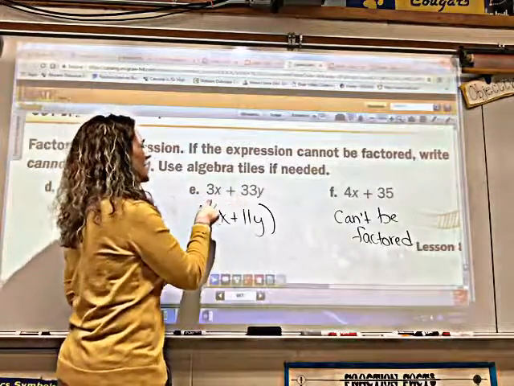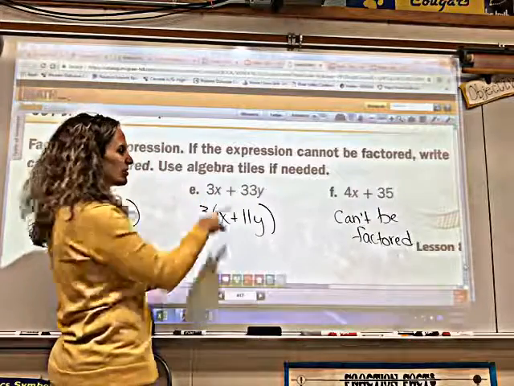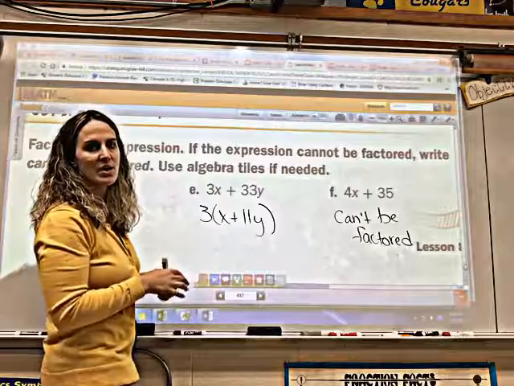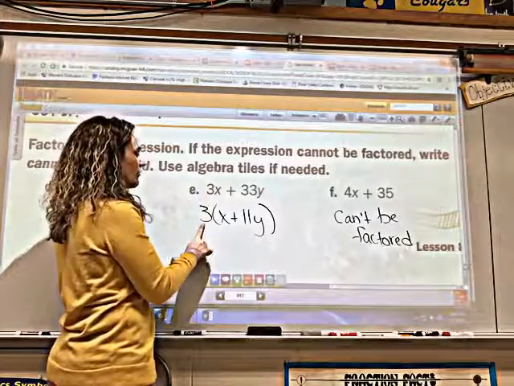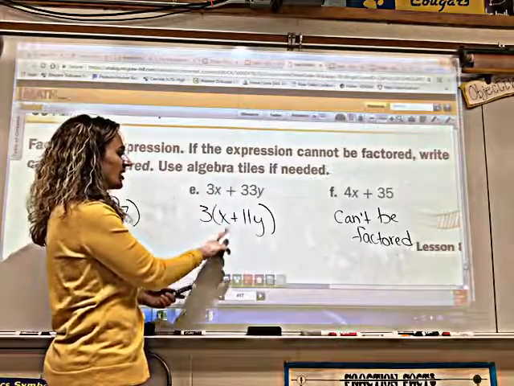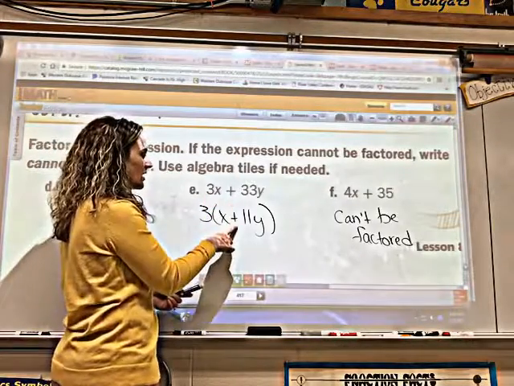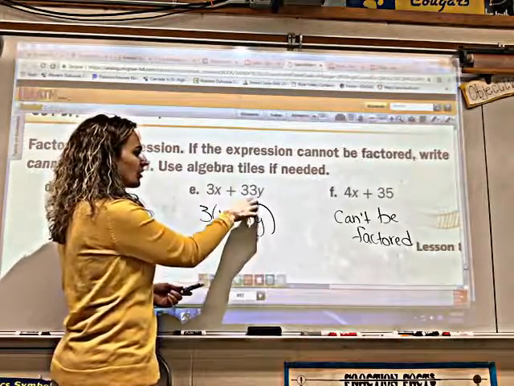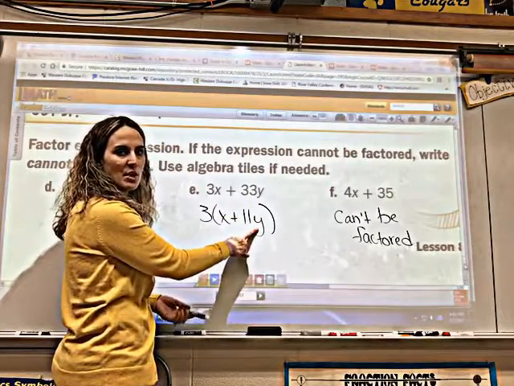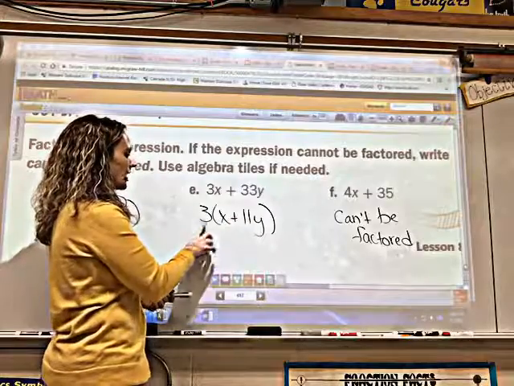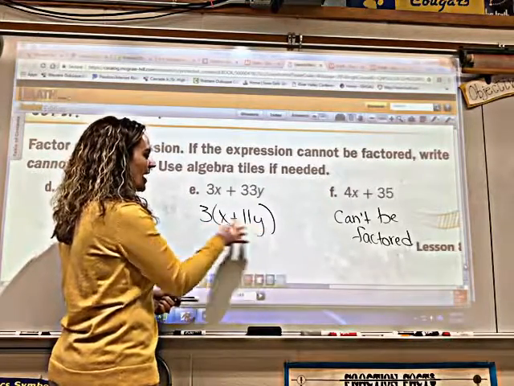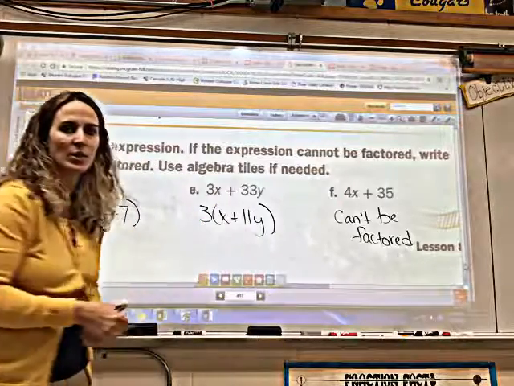Taking a look at letter E, you have the numbers 3 and 33. Starting with my smallest one, 3: does 3 go into 33? It does. So that's going to be the greatest common factor. So I pulled the 3 out. 3 times what number gives me 3x? So 3 times x plus 3 times what would give me 33y? Well, 3 times 11 is 33, but I also have to incorporate the y in there. So I'm going to check it. 3 times x is 3x plus 3 times 11y is 33y. So I know that works.